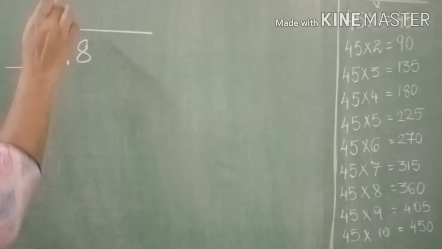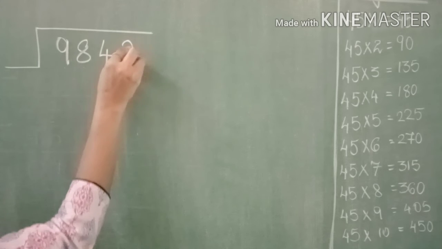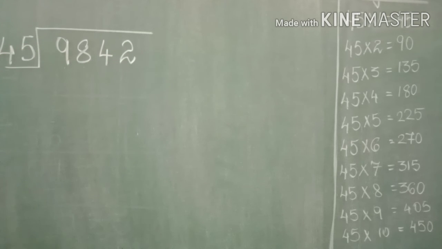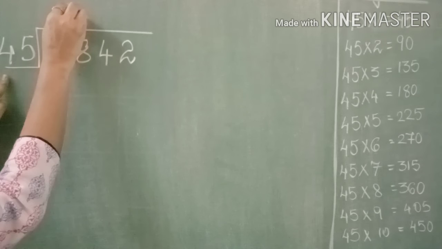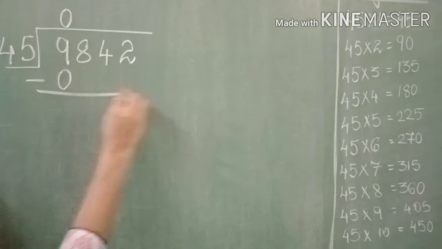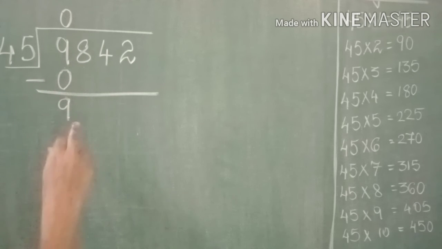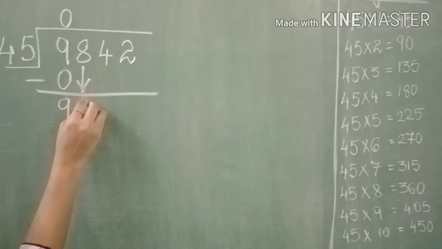So let's start, students. 9842, we will be writing here, 9842 divided by 45. As you can see, 9 is the smaller number, 45 is the bigger number. So what are we going to do? 45 zeros, the answer will come as 0 with a minus sign, and then we will get the answer 9 minus 0 is 9. Now we have to take the next number, which is 8. So we will be drawing an arrow and here we will be writing 8.